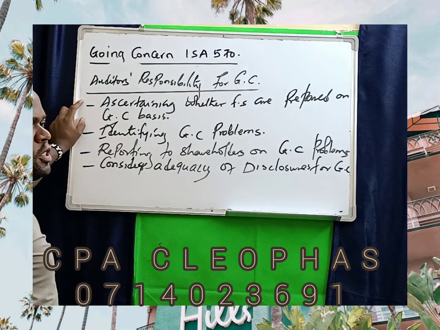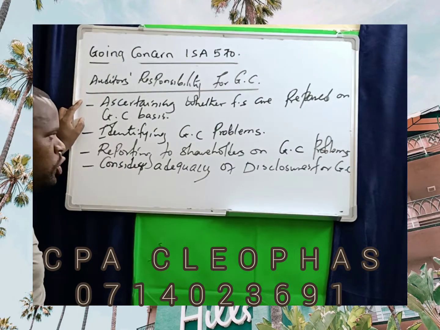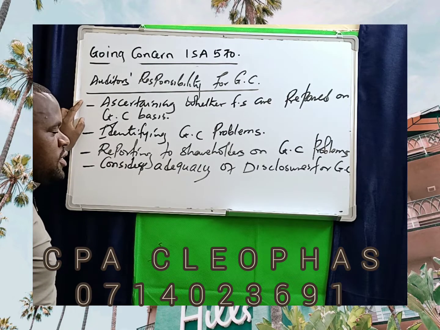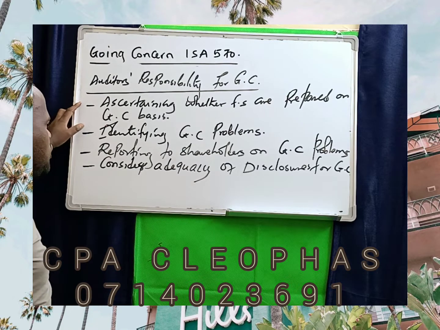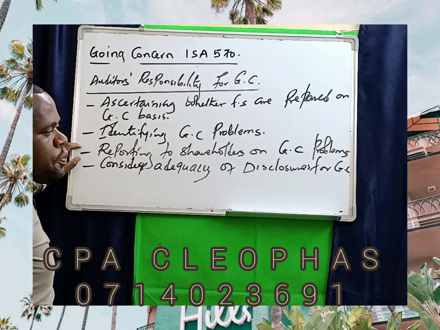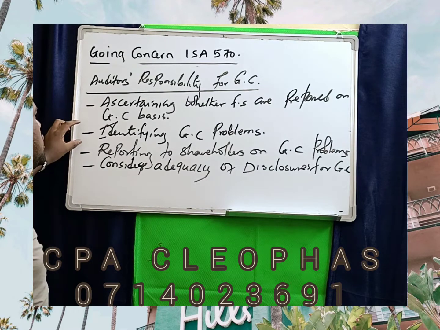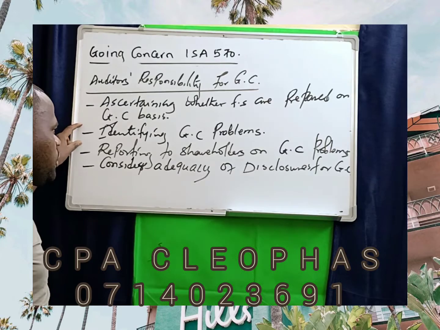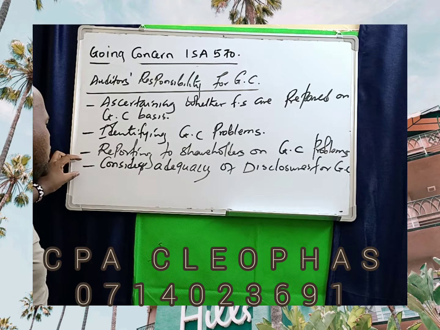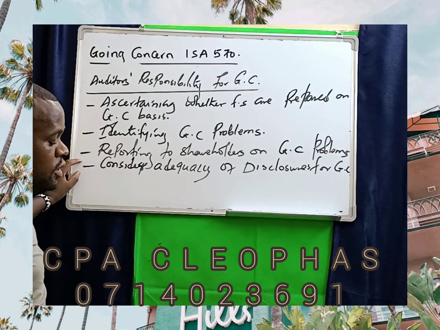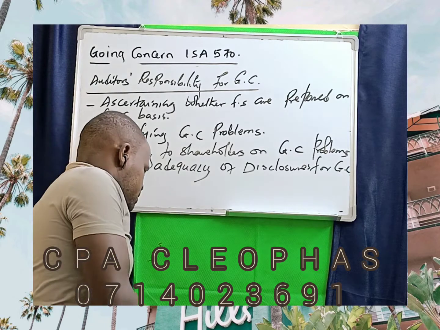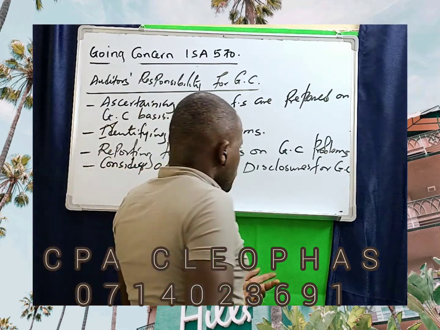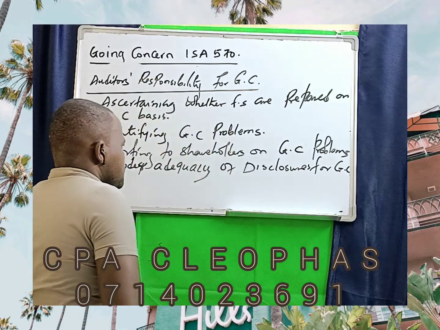So those are the auditor's responsibilities. He must confirm or ascertain whether financial statements are prepared on a going concern basis. In case he comes across any going concern problem, he should report to the shareholders. So he has that responsibility of identifying the problems of going concern. Then again, consider whether there is adequate disclosure of the information regarding the going concern in the financial statements.